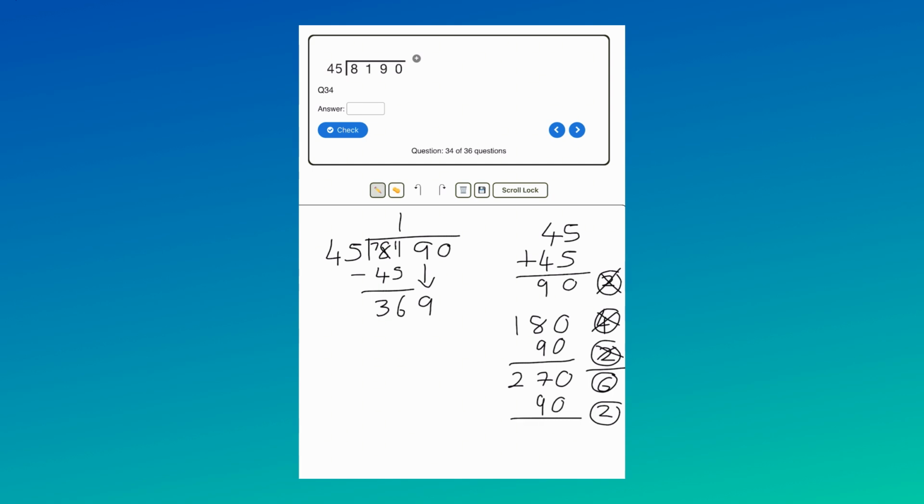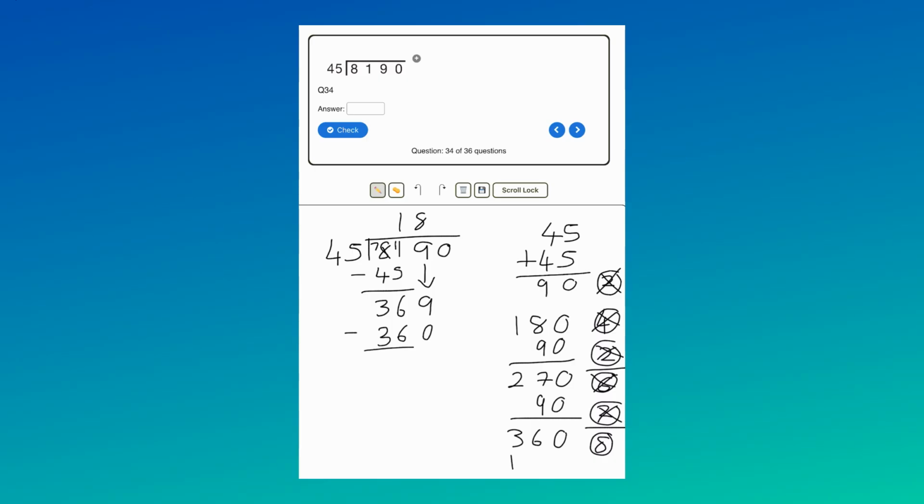So that's 0 plus 0, 0. 9 plus 7 is 16. 2 plus 1 is 3. Wow, that's really nearly 369. So that was 8 lots of 45 I got to. So I put my 8 above the 9 and I worked out that 8 lots of 45 is 360.